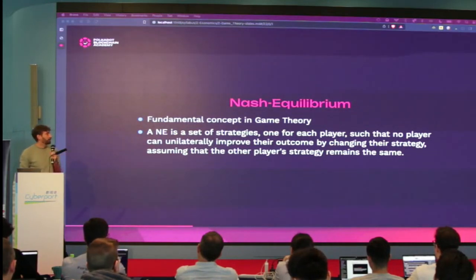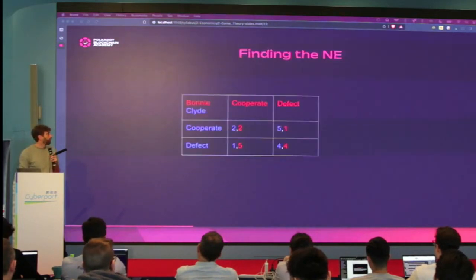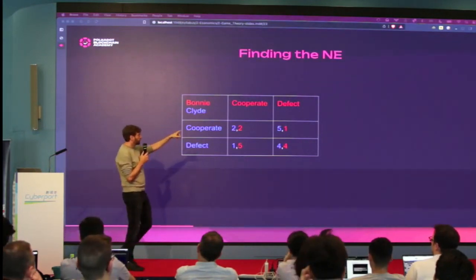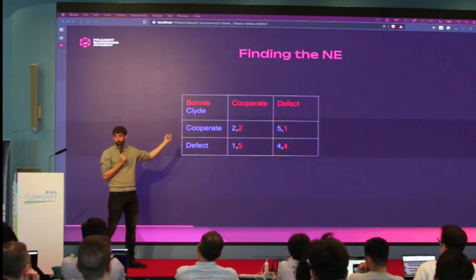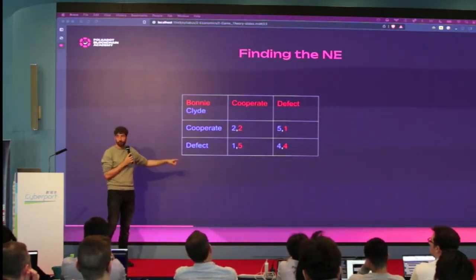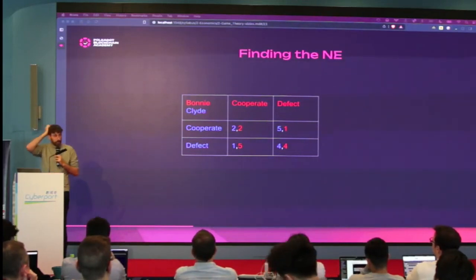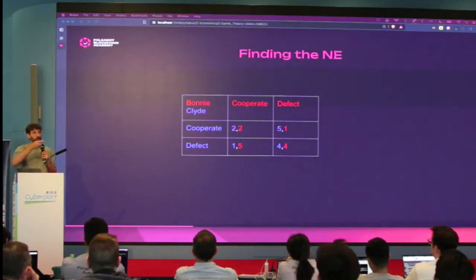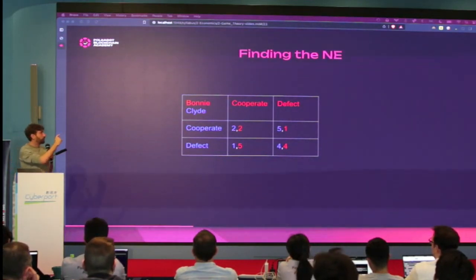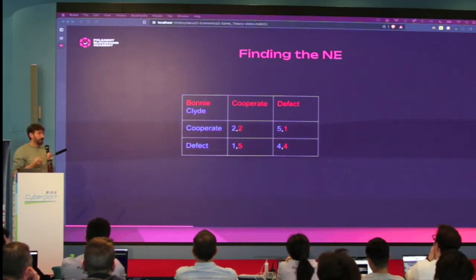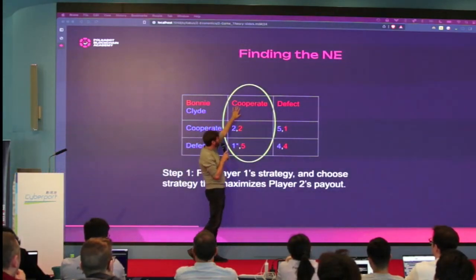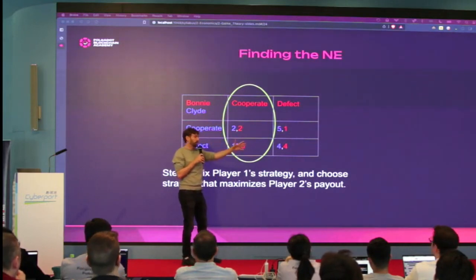So let's try to find the Nash equilibrium in this game. This is the game just as before. Bonnie is in red. Bonnie can cooperate or defect. Clyde is in blue and can either cooperate or defect. So what we will do now is we fix one of the strategies and then look from the other side. For example, we fix the strategy of Bonnie and then see what is the best strategy of Clyde. So here, let's say we fix the strategy of Bonnie. We say, assume she's cooperating.